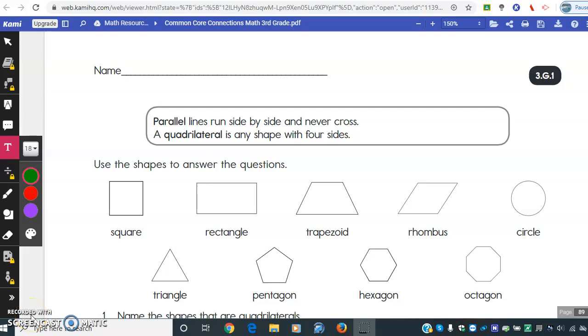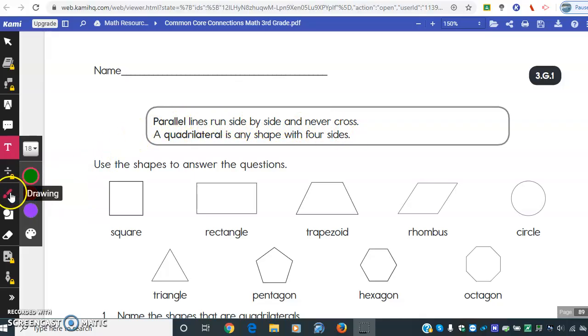All right, everybody, we're on packet number 2, week 2, day 1, or you might think of it as day 6, the second math page, which is about polygons again, and a little bit of review at the top. Some review for us up here says, parallel lines run side by side and never cross.